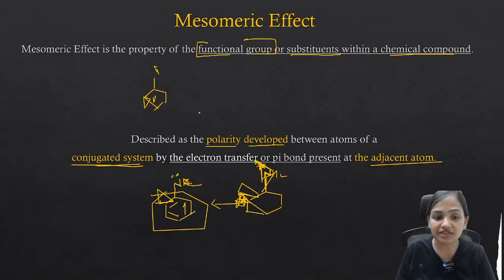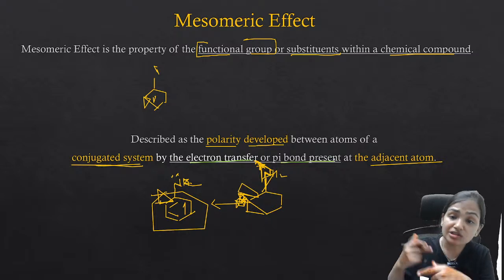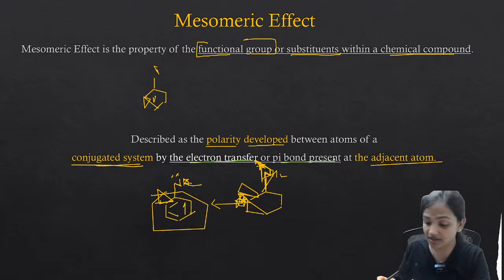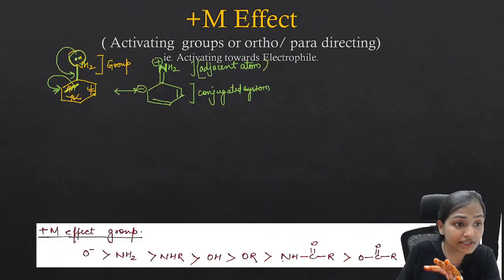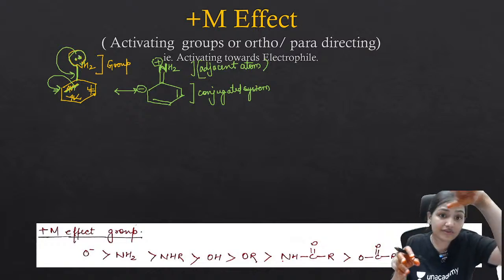Now see, over the definition what I told you, by the electron transfer or pi bond present. So how is this polarity developing? Because of the electron transfer. Now just see, here over the nitrogen we have a lone pair of electrons. So this lone pair of electrons will transfer.